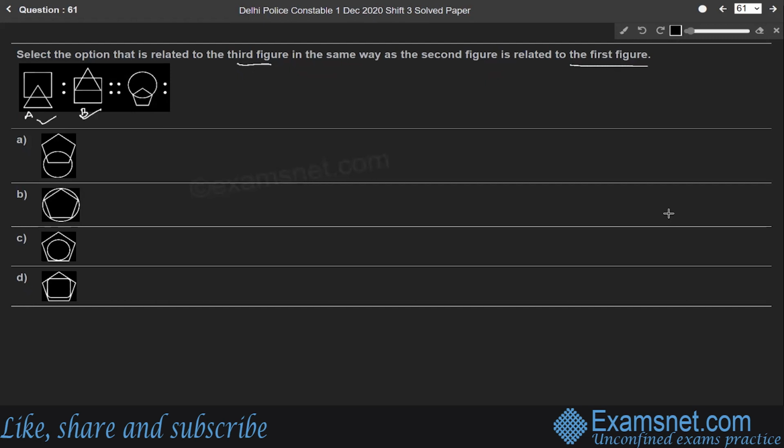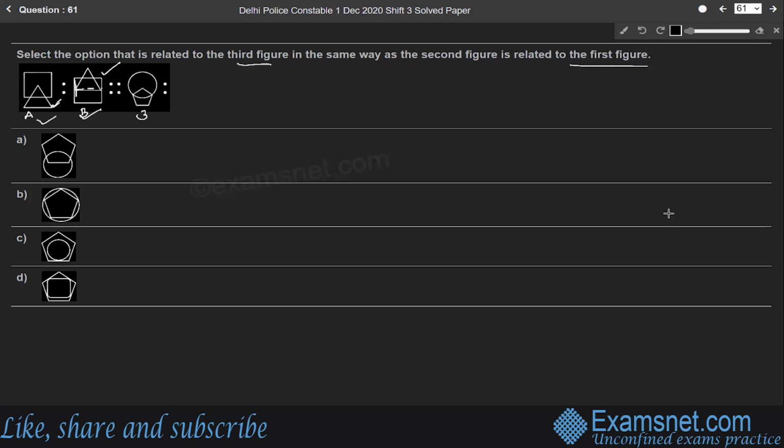In figure A, the triangle is shifted upward to the middle part of the square in the second figure. So the triangle is shifted upward to the middle part of the square here. Middle part of the square, right?